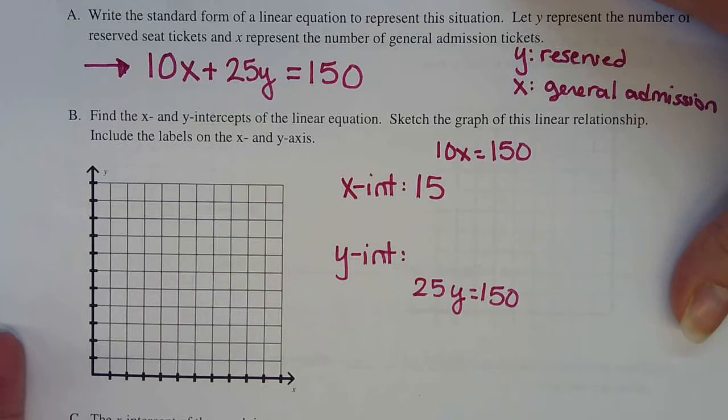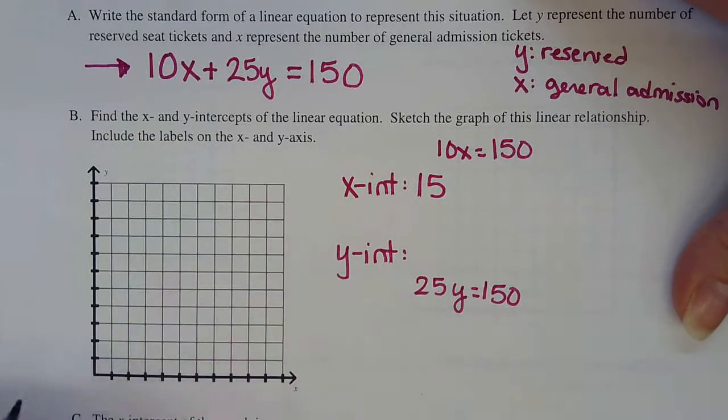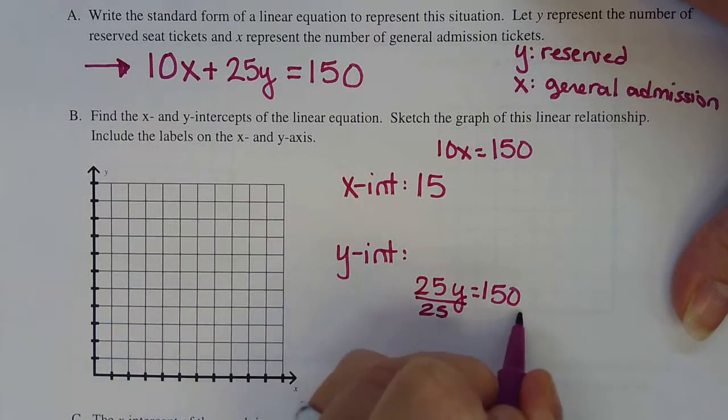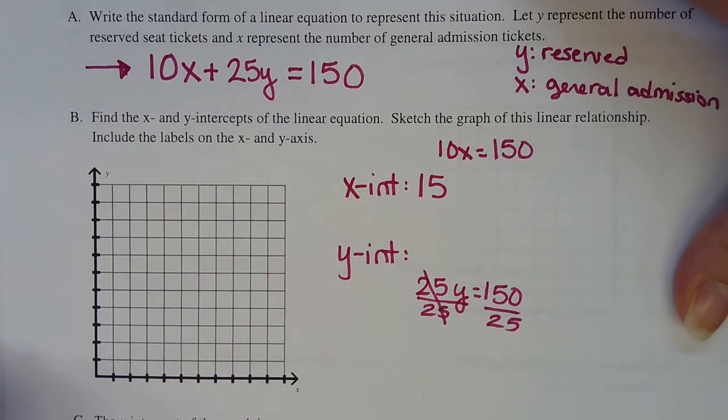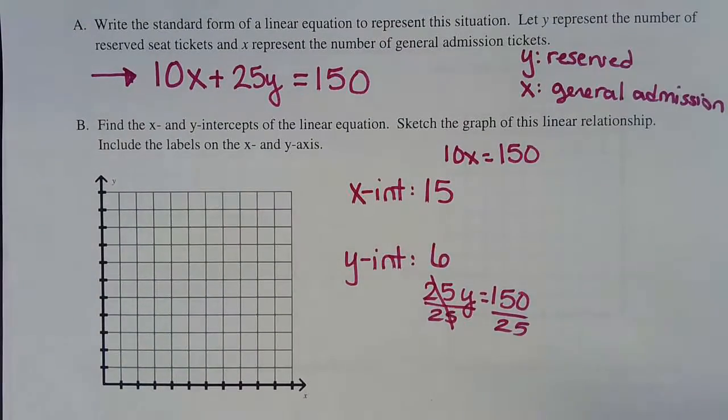You have 25y equals 150. So if you divide by 25, you would get your y-intercept to be, is it 6? There you go. So then they say they want you to sketch this.